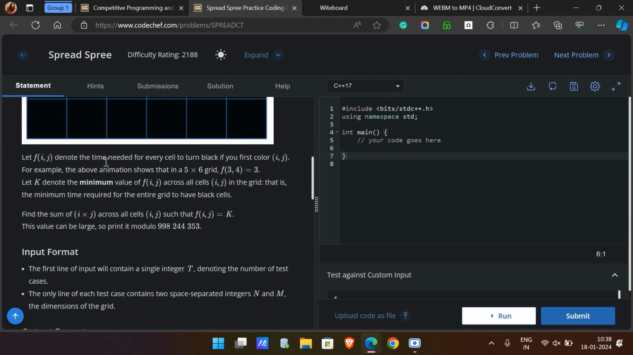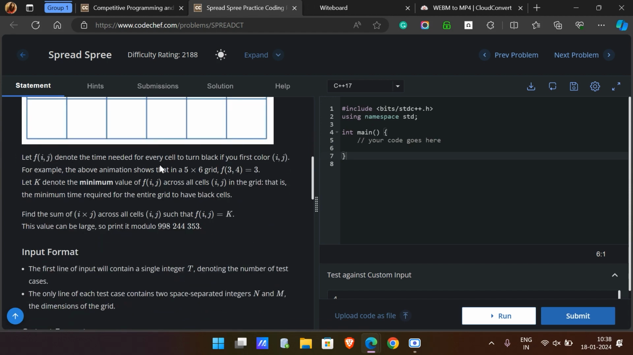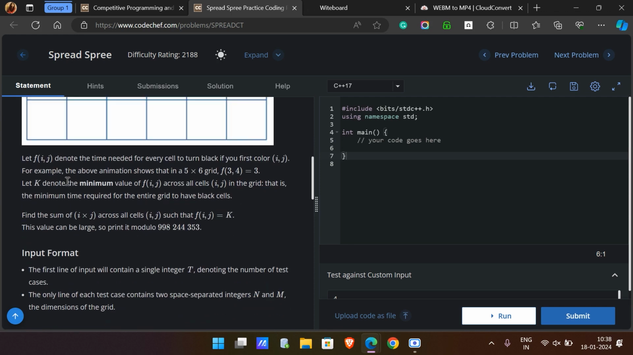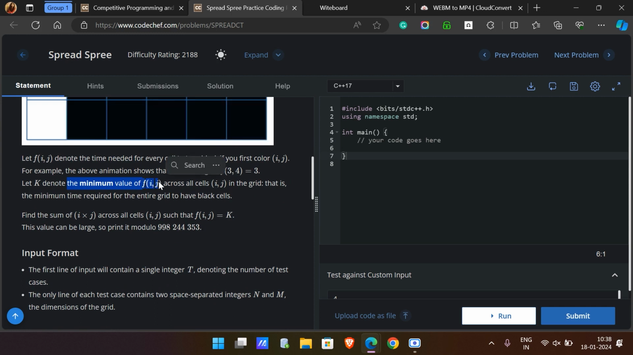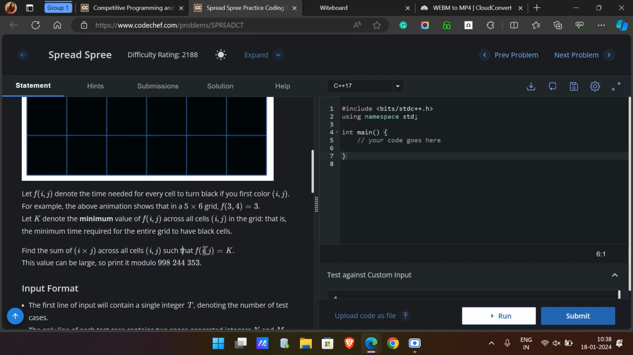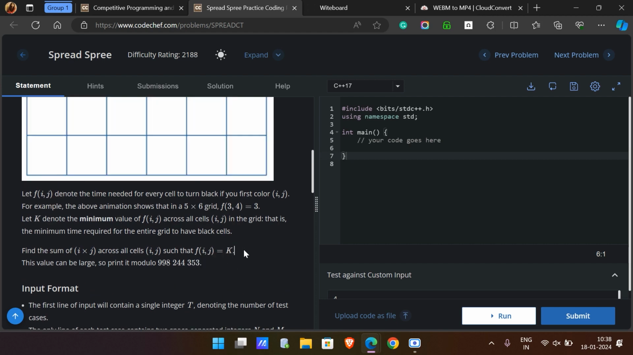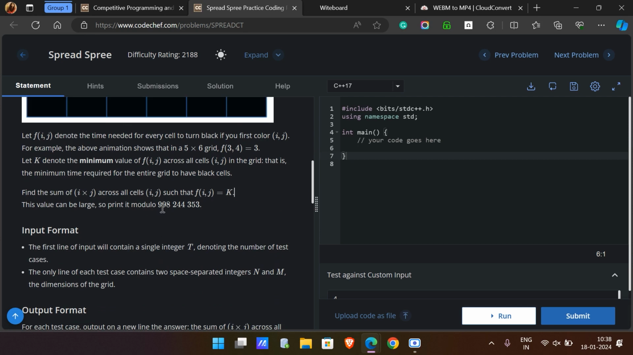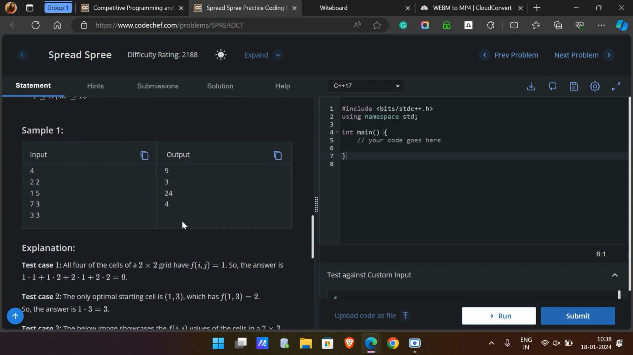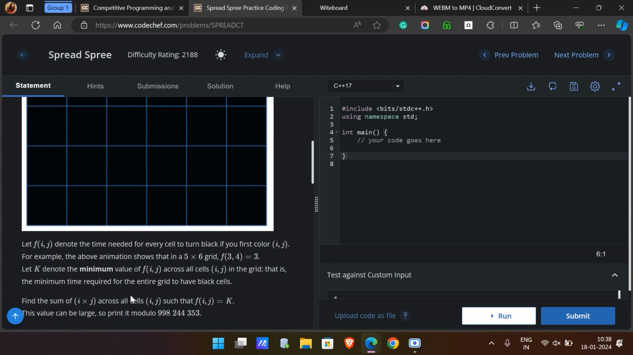And Fij denotes the minimum time needed for every cell to turn black. If k is the minimum value of Fij, then we need to calculate the sum of i cross j for all the cells such that f of ij for those cells is k. K is the minimum time, and we need to take the modulo of our answer, and we need to find that summation i cross j.